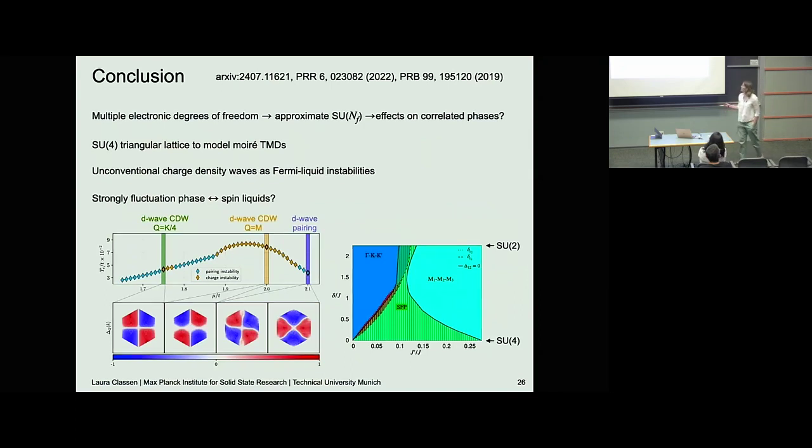weak and strong coupling. And I showed you that you can get interesting unconventional charge density waves, so loop current or bond orders, out of a Kohn-Luttinger-like mechanism for the particle-hole channel. And in strong coupling, there's an interesting quantum disordered state that we want to understand better in future. Thank you.